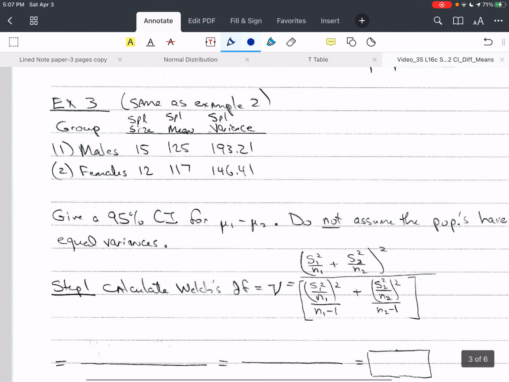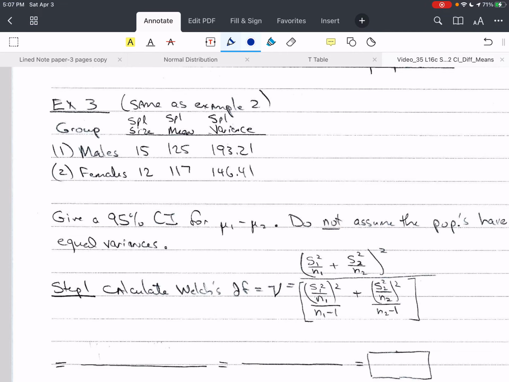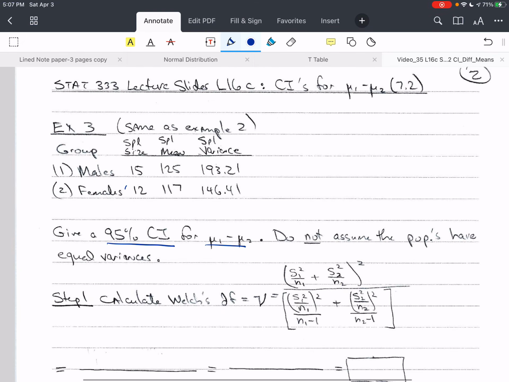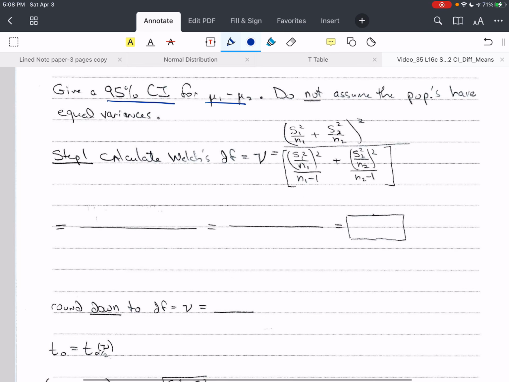So let's do an example here. We're doing the same example that we did in example 2. We have the same sample sizes of 15 and 12, and the means and the variances are all the same. But now we want a 95% confidence interval for mu1 minus mu2, not assuming that the populations have equal variances. The first step we need to do is calculate Welch's degrees of freedom. I write out the formula because I need to have that to look at so I can plug in the values.